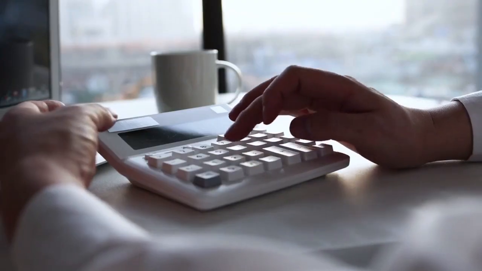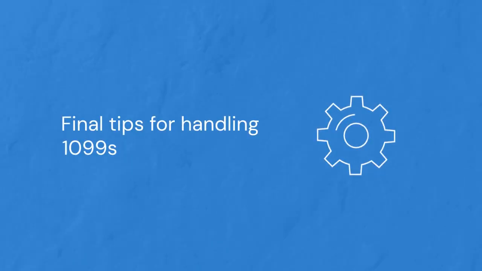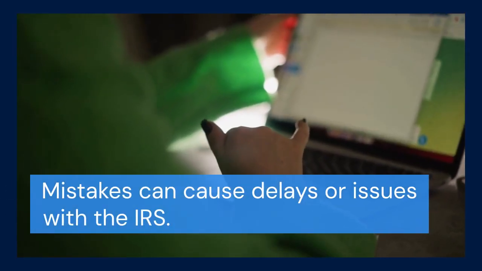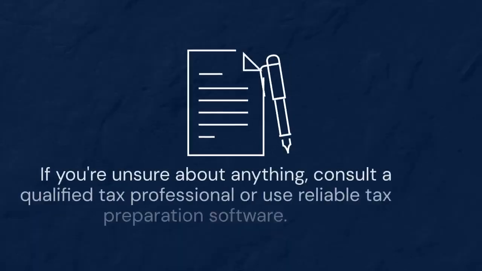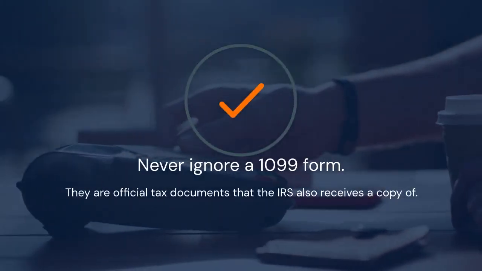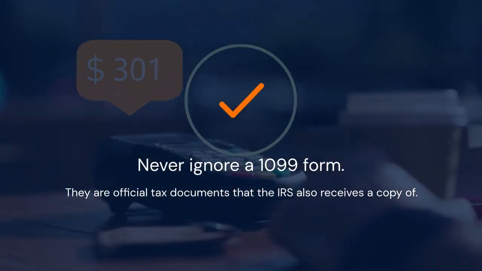You can find blank forms on the IRS website, use tax software, or work with a tax professional to prepare these accurately. A few final tips for handling 1099s: always double-check all numbers for accuracy. Mistakes can cause delays or issues with the IRS. If you're unsure about anything, consult a qualified tax professional or use reliable tax preparation software. Never ignore a 1099 form. They are official tax documents that the IRS also receives a copy of.